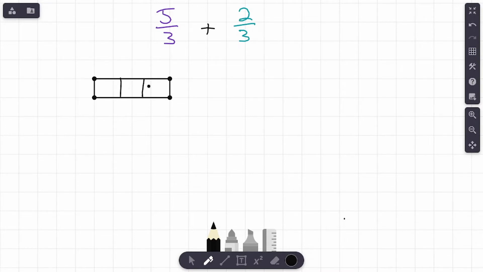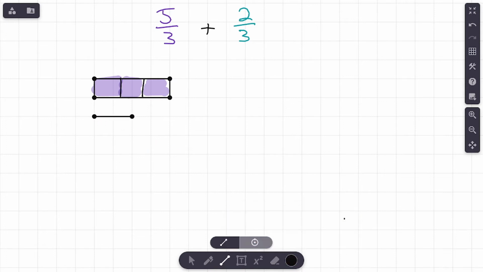1, 2, 3. Now, how many of these pieces are we going to shade in? Well, what's our numerator? Our numerator is 5. So we're going to need to color in 5/3. So here is 1/3. Here is 2/3. And there is 3/3. Okay. Is that 5/3? Have we shaded in 5/3? No, we haven't. We've only shaded in 3/3. Okay, so let's keep going.